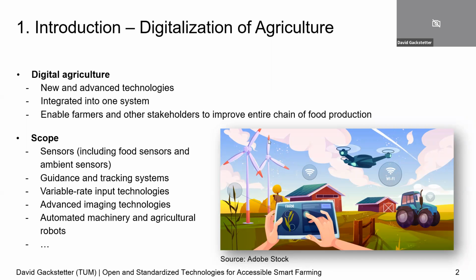So maybe sensors in the field, on a plant, on a crop. This might be different types of robots like drones or maybe autonomous tractors. Or advanced imaging technologies connected to this, or satellites. So there's a bunch of other things. Let's look at the farmer now.